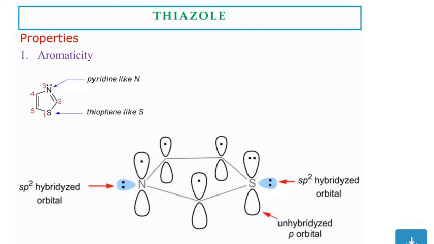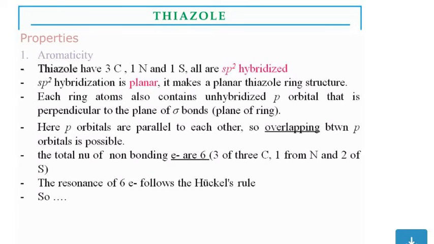Now, thiazoles: you can see the ring, pyridine-like nitrogen and thiophene-like sulfur, and the orbital diagram. So, thiazole has 3 carbons, 1 nitrogen, 1 sulfur, all sp2 hybridized. sp2 hybridization is planar. It makes a planar thiazole ring structure. Each ring atom also contains an unhybridized p orbital that is perpendicular to the plane of the sigma bonds. Here the p orbitals are parallel to each other, so overlapping between p orbitals is possible. The total number of non-bonding electrons is 6: 3 from 3 carbons, 1 from nitrogen and 2 from sulfur. The resonance of 6 electrons follows Huckel's rule.